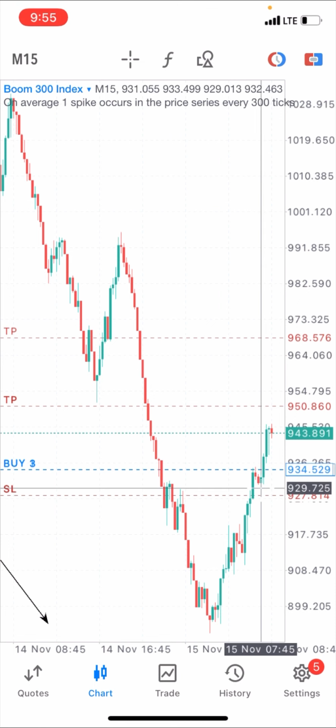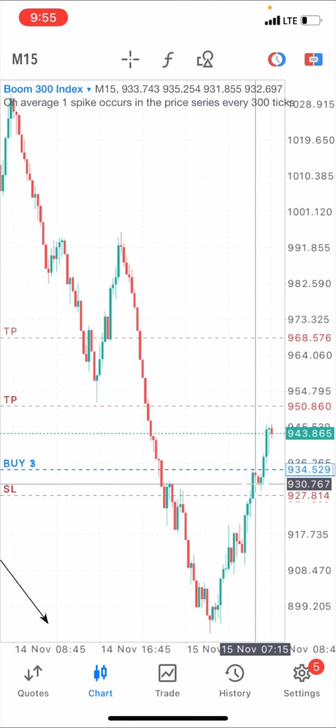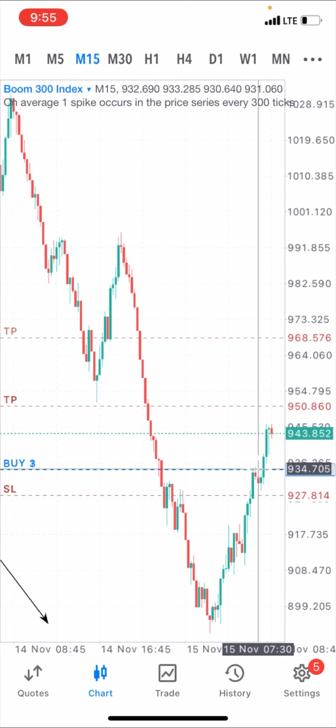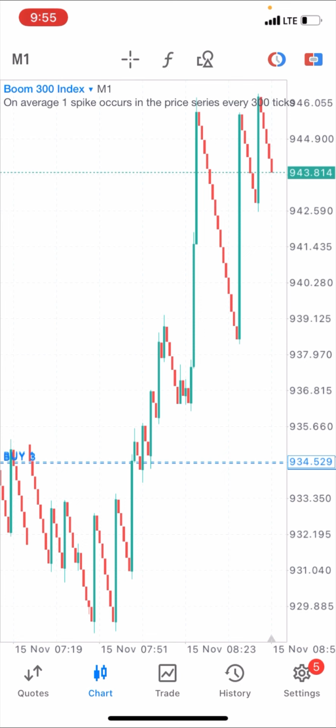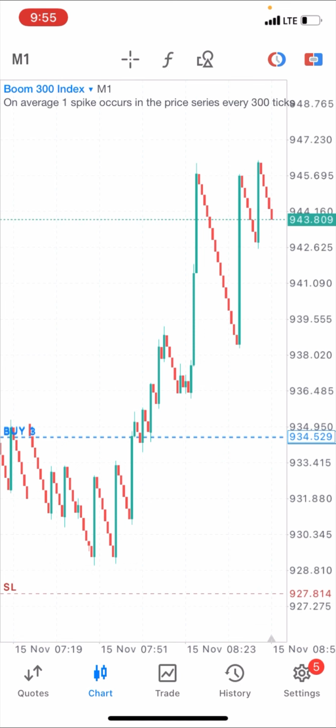Price retested that place and went back up. That gave me the confidence to take this trade, and you can see it is spike upon spike upon spike, and we have been in good profit since we entered this trade.